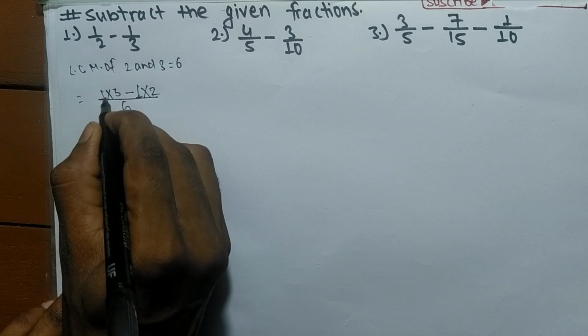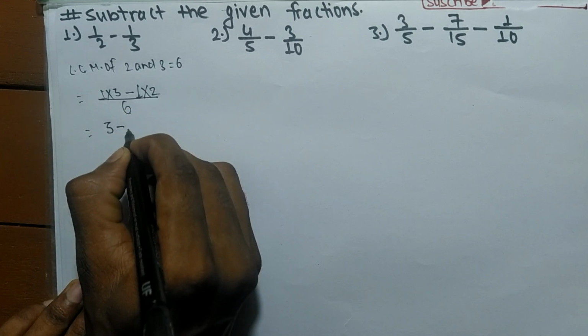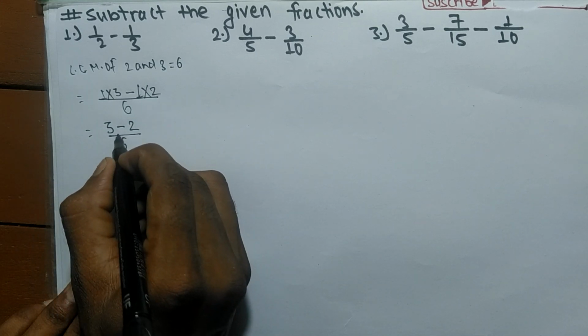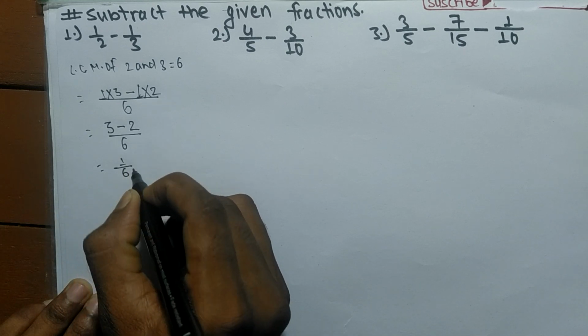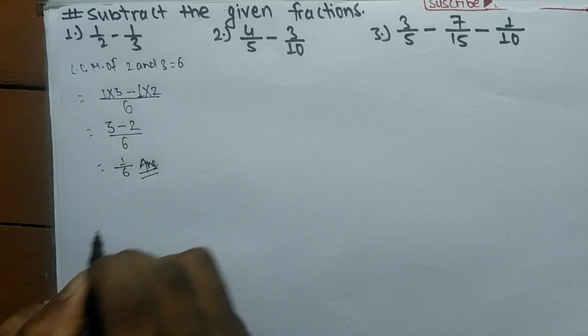So now it is 1 into 3 means 3, minus 1 into 2 means 2, by 6. So 3 minus 2 means it is 1 by 6. So we got the value 1 by 6, which is our answer.